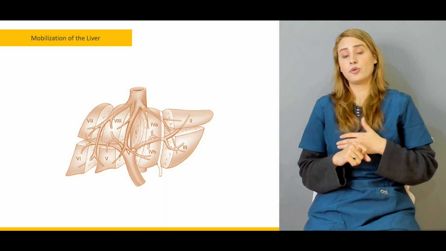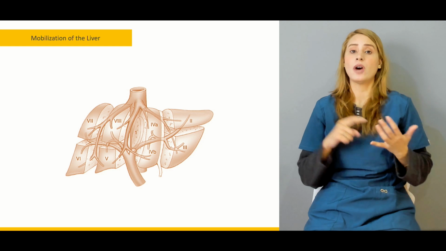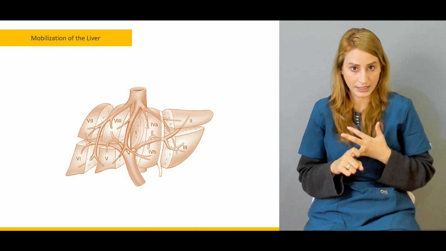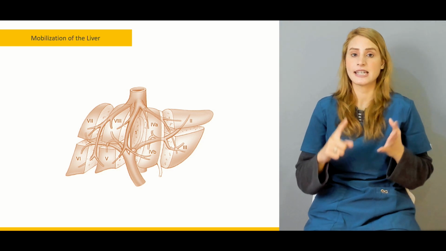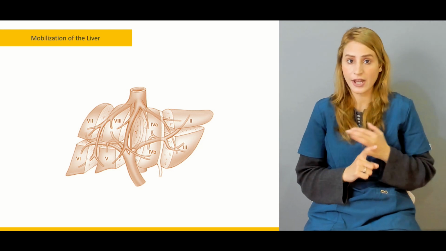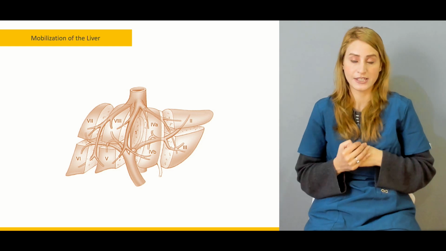Then the second important thing is that you need to divide the right triangular ligament and the left triangular ligament. You divide the left triangular ligament, which is connecting the left lobe of the liver to the stomach, and then you have the right triangular ligament, and you have to get exposure to the diaphragm.